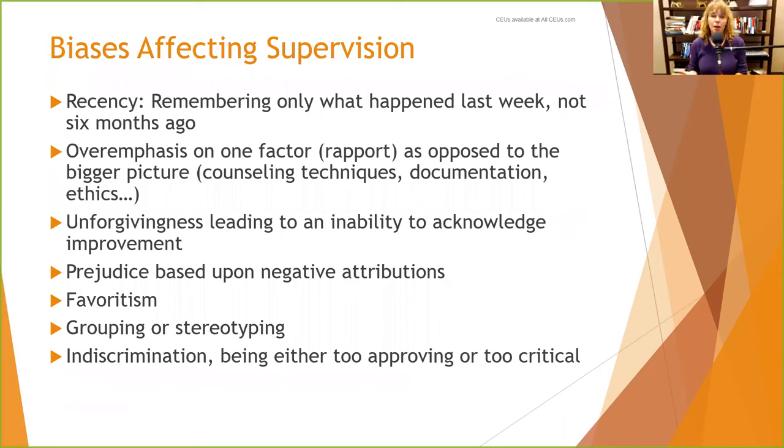Prejudice based on negative attributions, favoritism, grouping or stereotyping, and that can be, again, based on the type of program they come from, how long they've been in the field, what other types of practicums or internship experiences they've had. Maybe this person's only been a screener and worked in an assessment unit, so you may group all those people together without really giving them a fair shot to show that maybe they have really wicked counseling skills. They just haven't been able to really blossom yet because they've been in that other role.